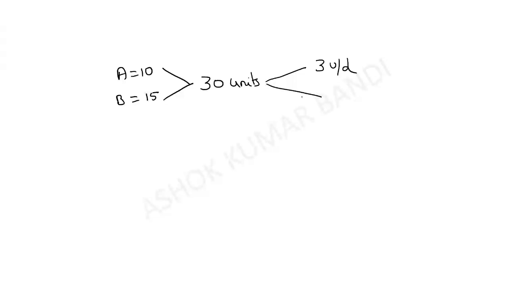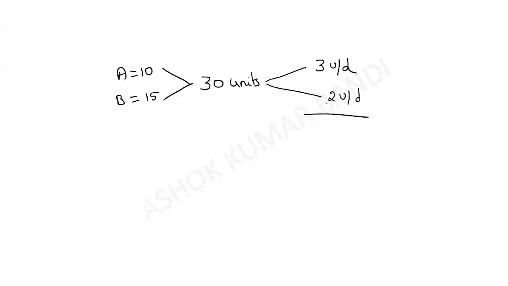Think like this: A can do the work in 10 days, B can do the same work in 15 days. Assume the LCM of both these numbers as the total work that you need to do. That means 30, the LCM of 10 and 15. Assume that 30 units is our work. A can complete 30 units in 10 days, that means 3 units per day. B can complete 30 units in 15 days, so B can complete 2 units per day.